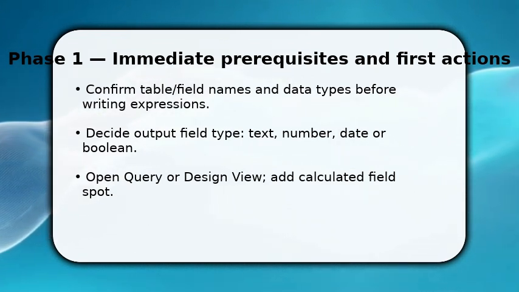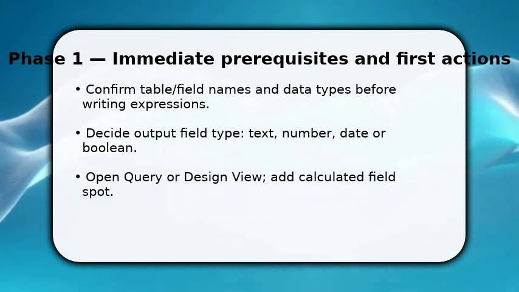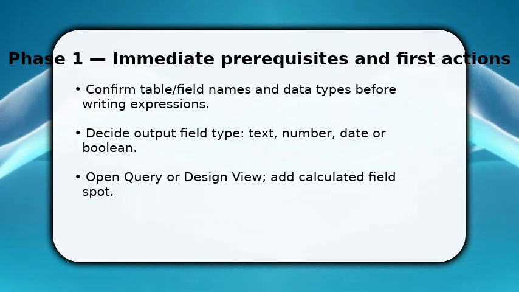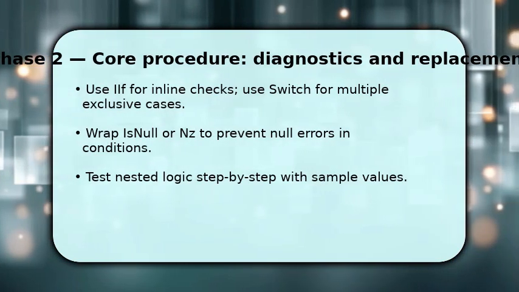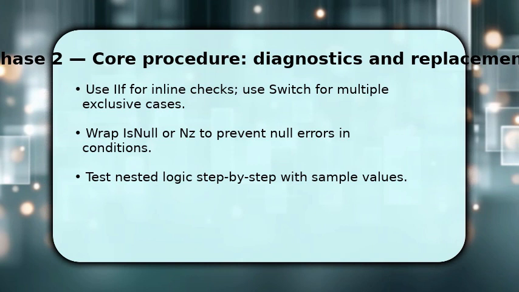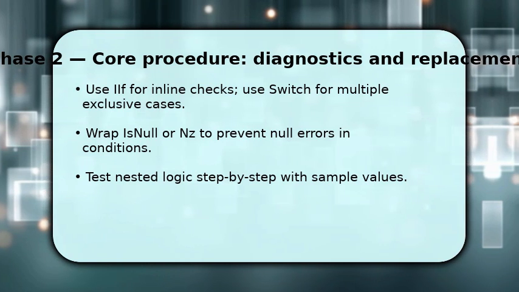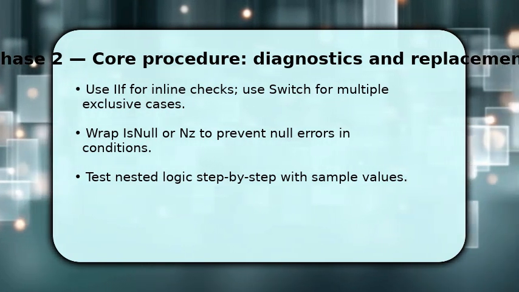Once done, test with a small sample of records to ensure data types match and no hash error appears. Now expand to multiple conditions. Nest IF functions or prefer Switch(condition 1, result 1, condition 2, result 2). You do this because nesting quickly becomes unreadable. Switch reads top to bottom and chooses the first true case.